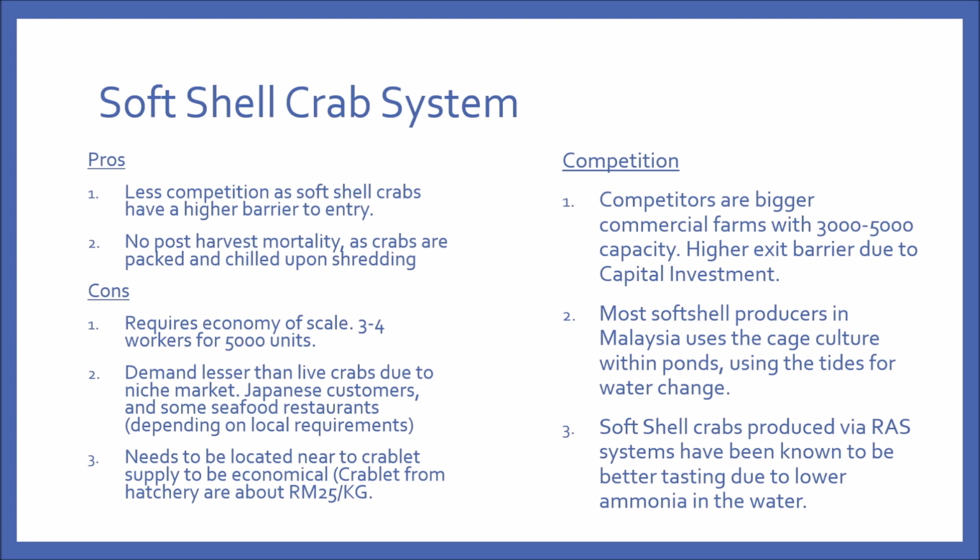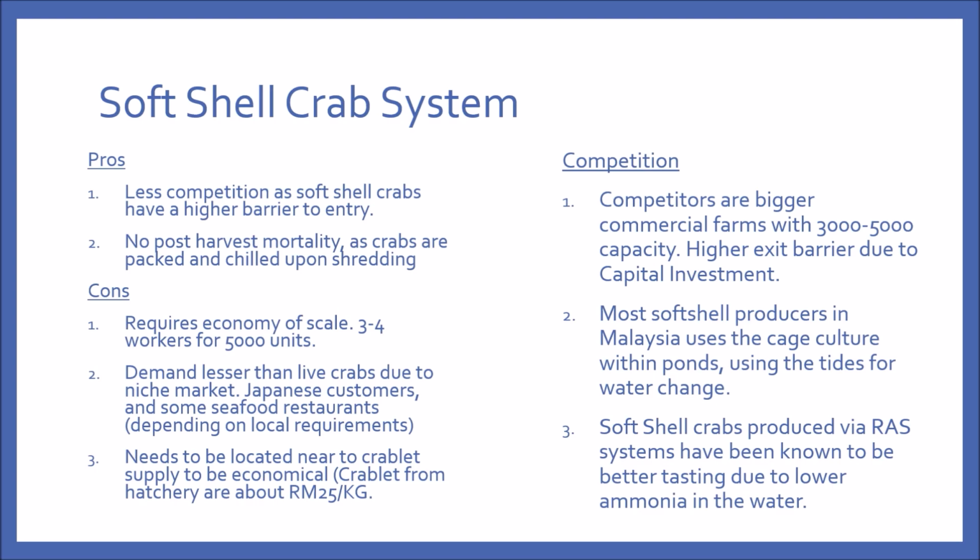Most of the soft shell crab producers in Malaysia use cages, and this is popular in India and Bangladesh as well, which use tides for water change. Soft shell crabs that are produced from RAS systems are known to be better tasting due to the lower ammonia in the water. So it's really up to you to try to find the correct market demand for your soft shell crabs that are produced with RAS systems.